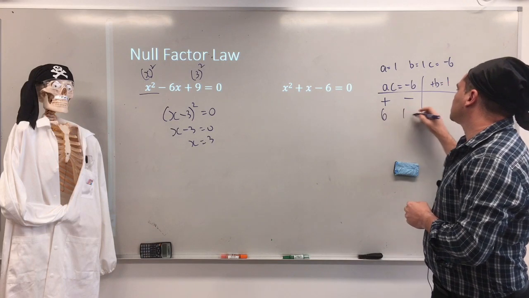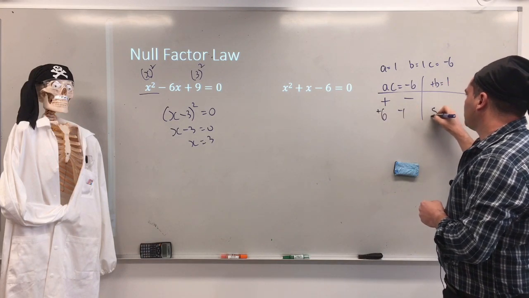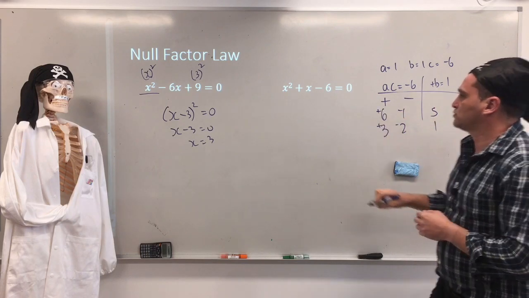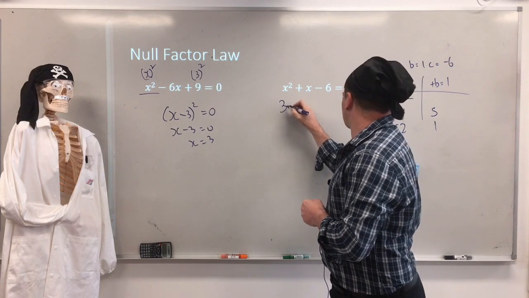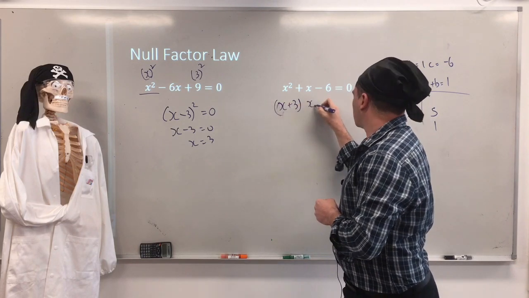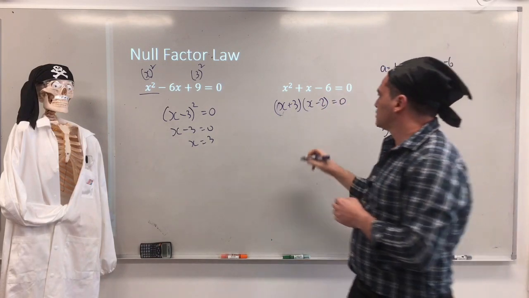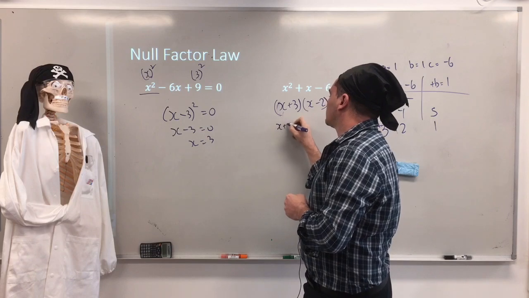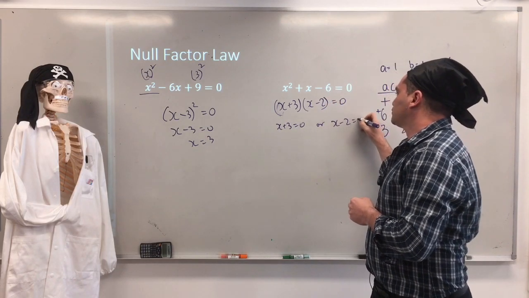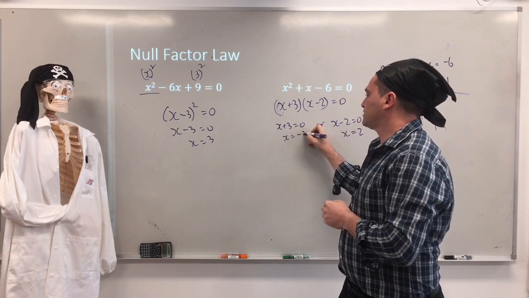So we could have 6 and 1, which is going to give us 5, or 3 and 2, which is going to give us 1. So we've got x plus 3, x minus 2 equals 0. Therefore we've got x plus 3 equals 0, or x minus 2 equals 0. So x is 2 or x is negative 3.